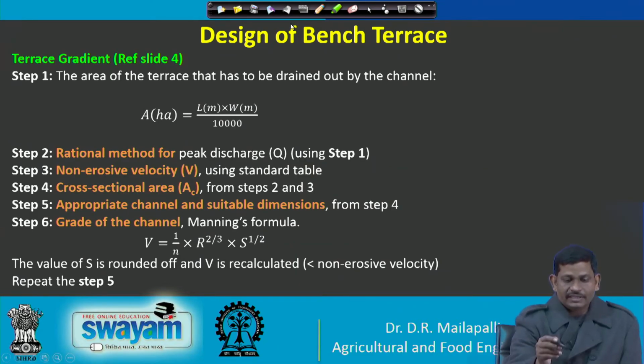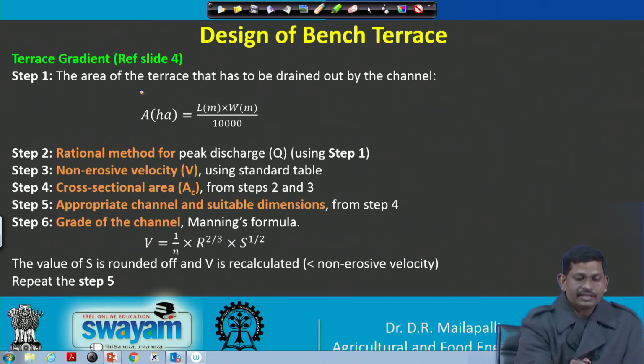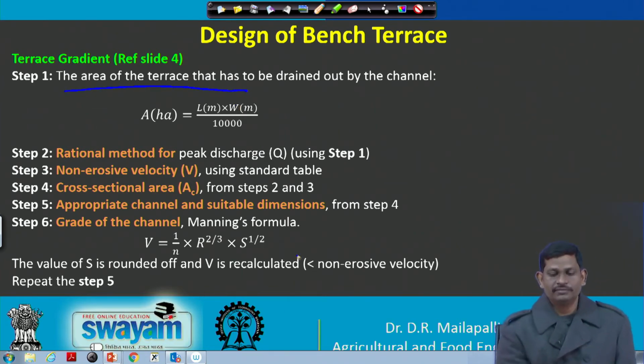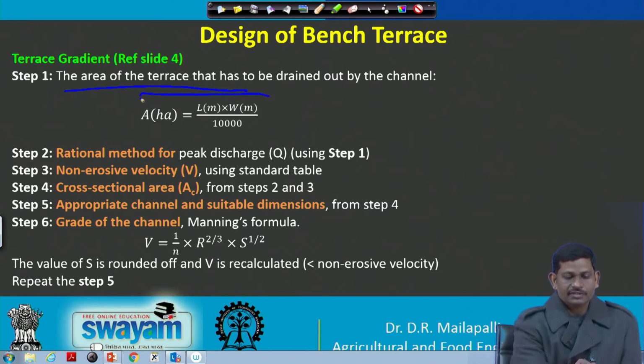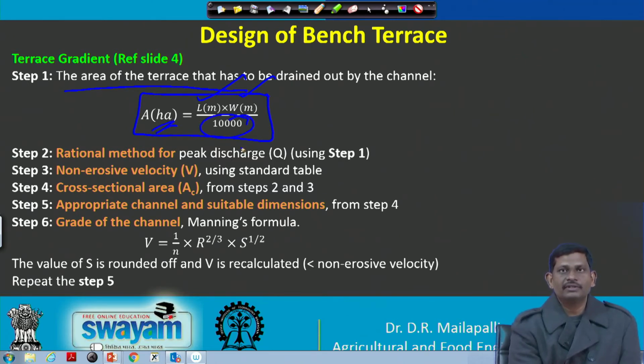Alright, so that is vertical and horizontal. So, the next is gradient. The terrace gradient will basically be estimated using the rational formula. First, the area of the terrace that has to be drained by the channel. The total area will be the length of the bench times the width of the bench divided by 10,000, because this is in square meters and you have to convert that into hectares.